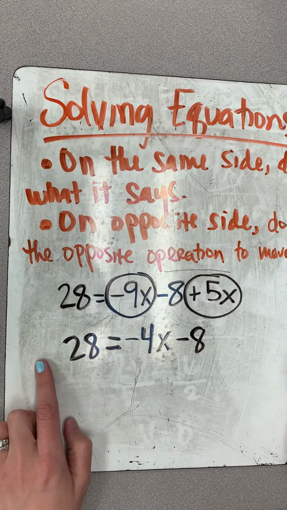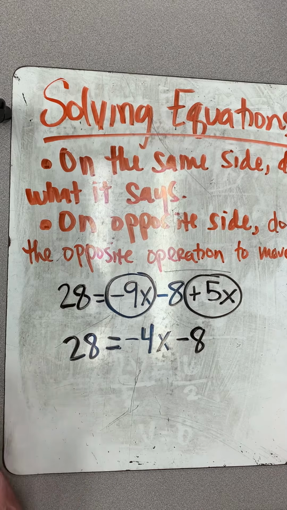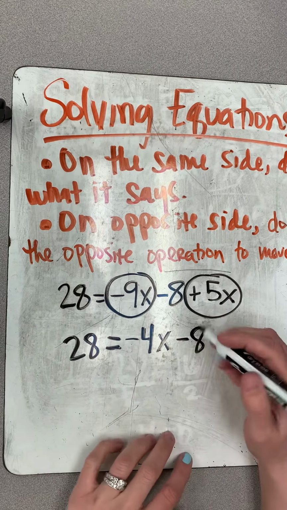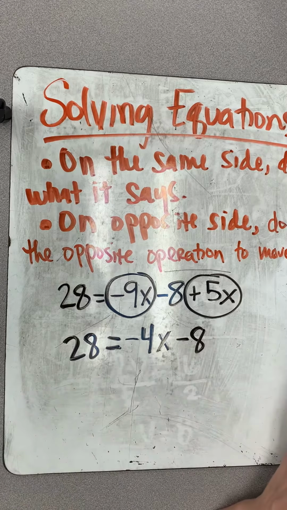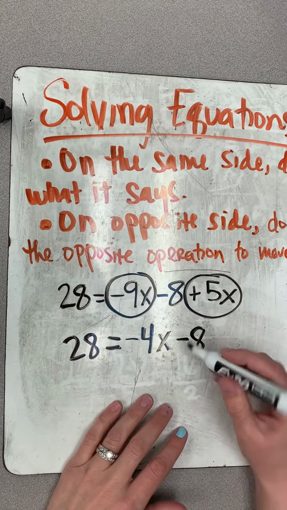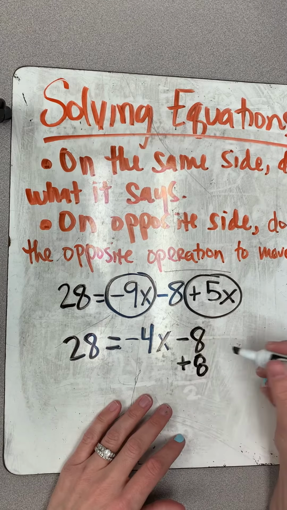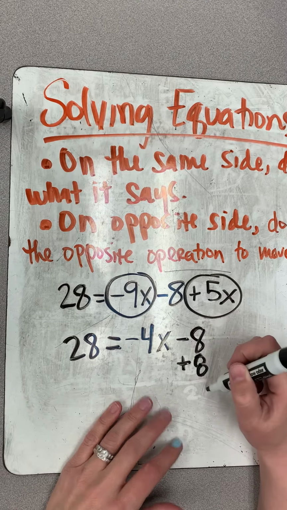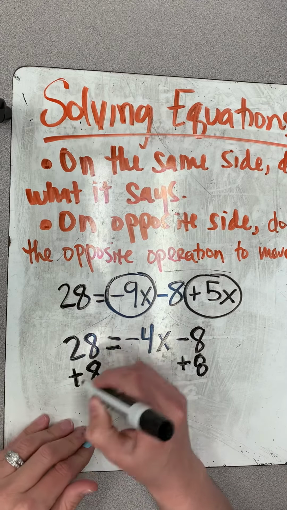This looks exactly like the first one we did. Now it's a two-step equation. We always want to work furthest away from our variable and then isolate our variable that way. So this one's furthest away from my variable. I need to do the opposite. Opposite of subtract is add 8 to this side. Add 8 to this side.